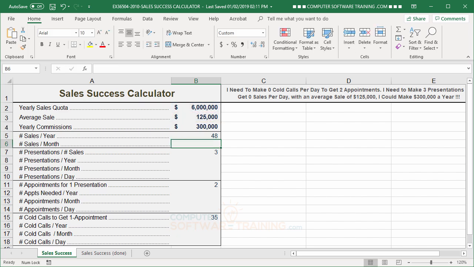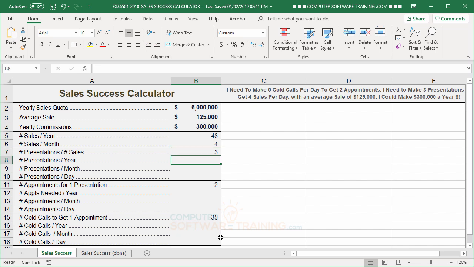Now the next one is we're going to go equal. We're going to take our number of sales per year, so that B2, I'm sorry, the B5 here, which will be this guy right here, divided by 12. And it gives us our 4. And that part's good.